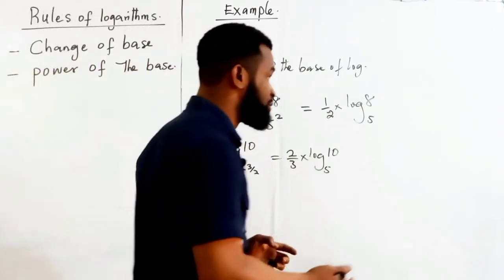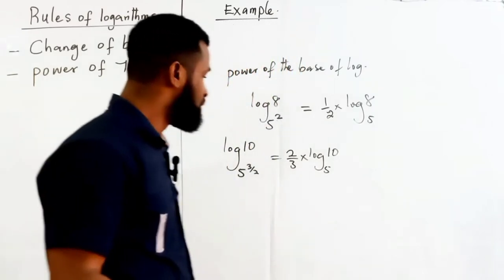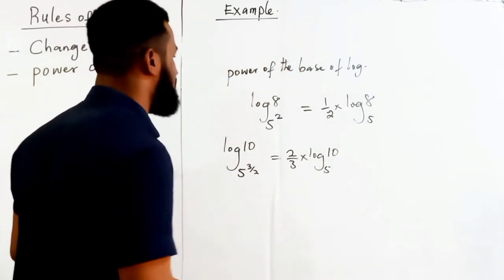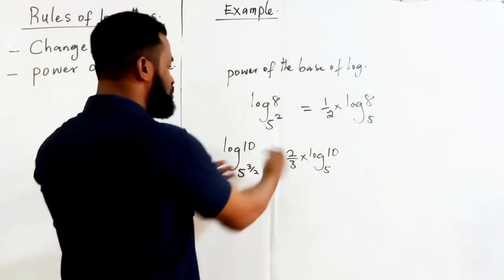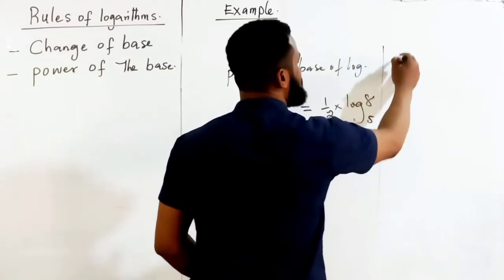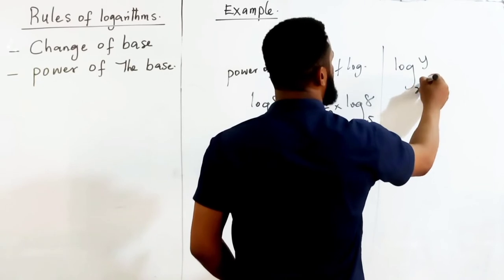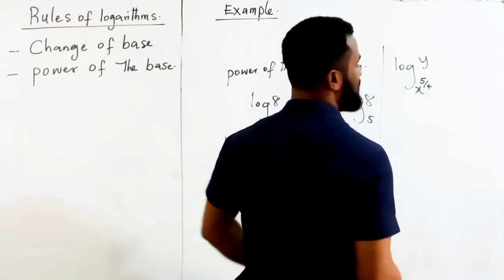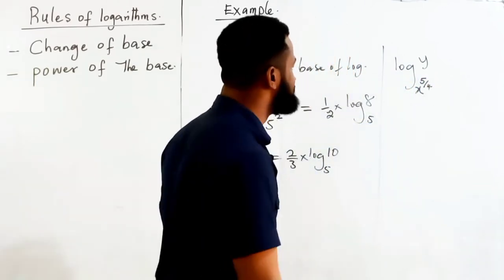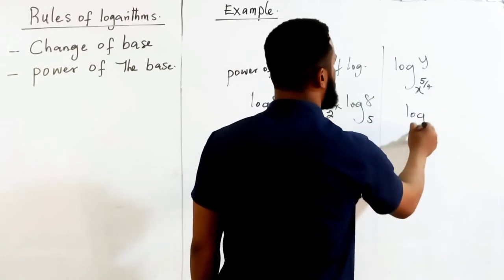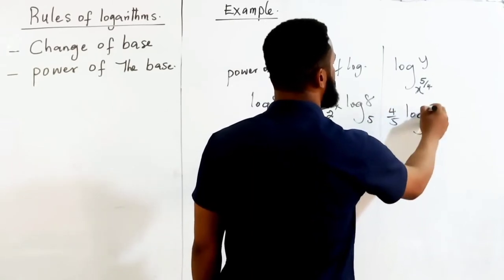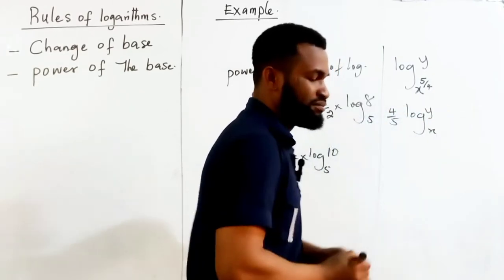I'm not going into proof. Probably I'm going to do a video for the proof, but that's not my intention. My intention is for you to be able to use this. Now, finally, what if you have log y base x raised to power 5 over 4? What is going to be the answer? Can you just tell me? Okay, this is going to be 4 over 5 times log y base x.